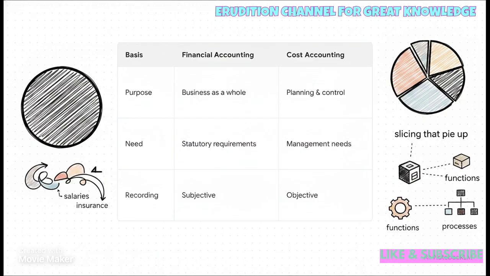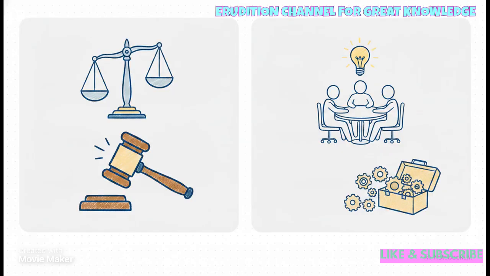Notice the difference in recording here too. Financial is classified subjectively by transaction type, like salaries or rent. Cost, however, is classified objectively by functions, products, or specific processes. Now, here is a key differentiator you absolutely need to memorize: statutory obligation versus voluntary operational utility.